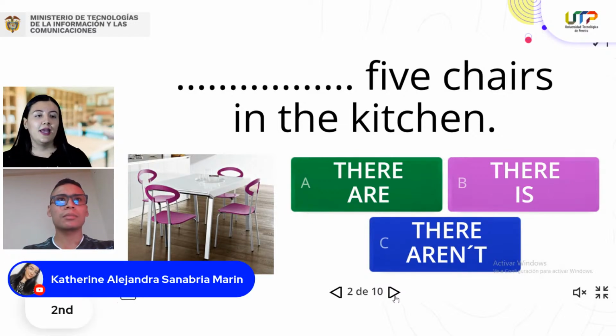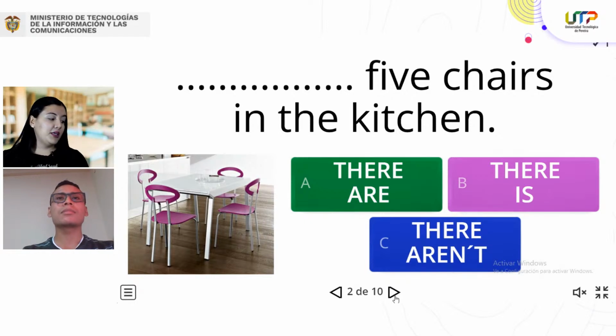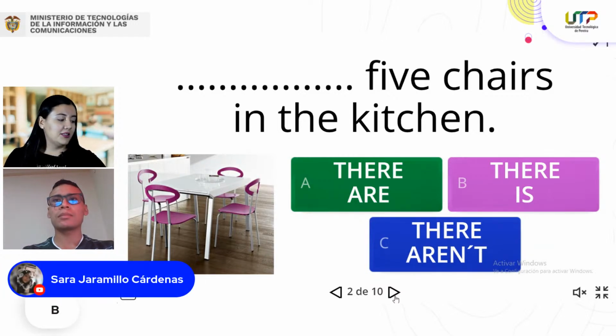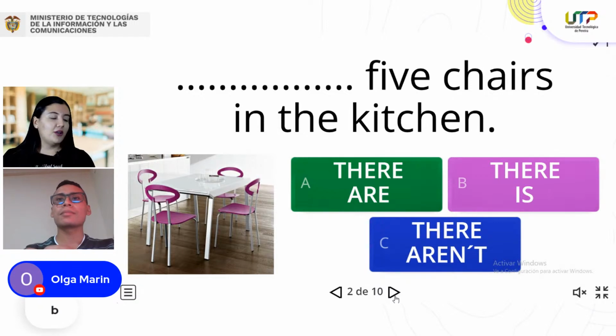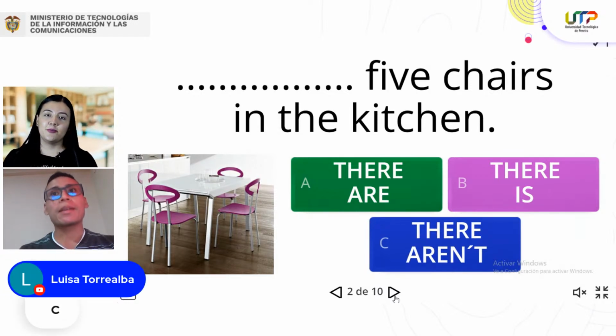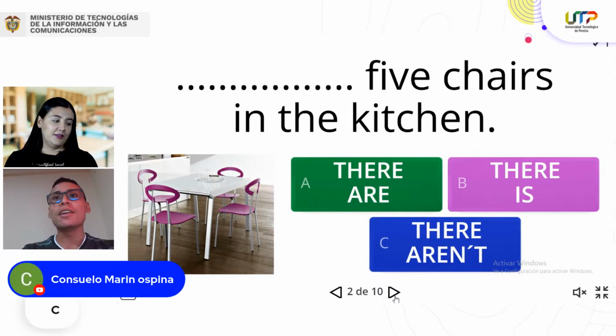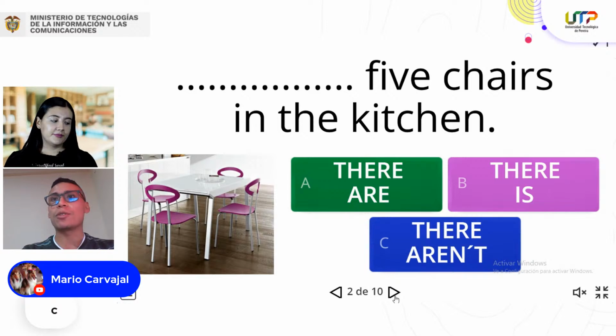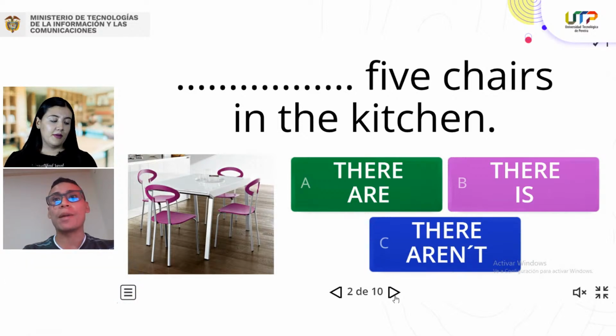Option A, there are. Option B, there is. And option C, there aren't, which is negative. So what do you guys think is the correct answer? Teacher Luis, what do they say? Yes, we have different answers here. Jacobo says it is the C, Sara says it's B, Santi Loaiza also says it is C, Olga Marin says it is the B, Luisa Torrealba says it is C, the same as Consuelo Marin. Luz Marina also says it is the C.